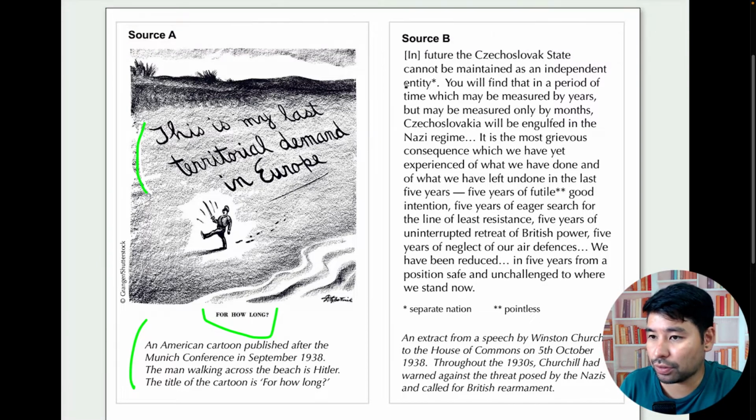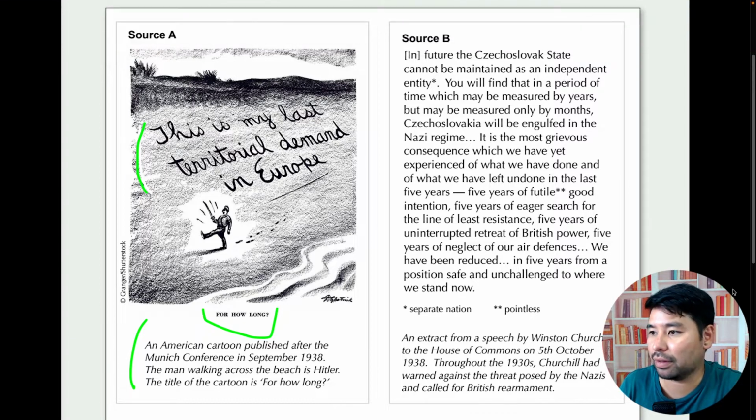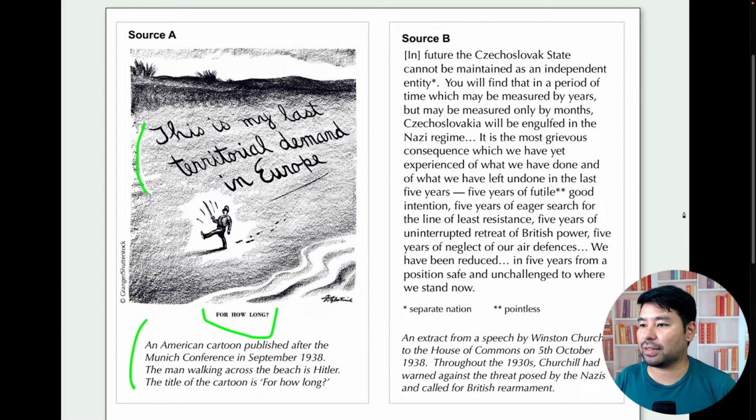And their definitions, of course. I'm going to change the color. I'm going to use pink for that. Okay. So, future, the Czechoslovak state cannot be maintained as an independent entity. So do you know what an entity is? Do you understand that word? Yes or no? Let me know.